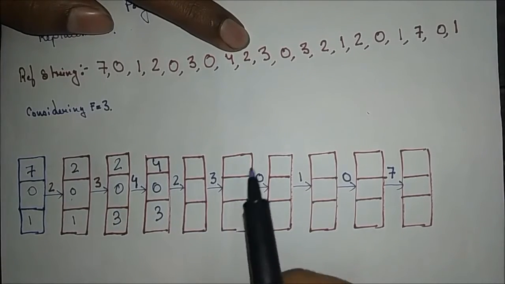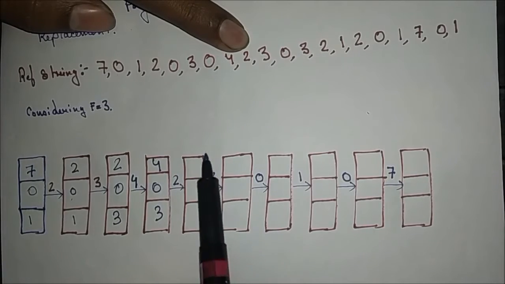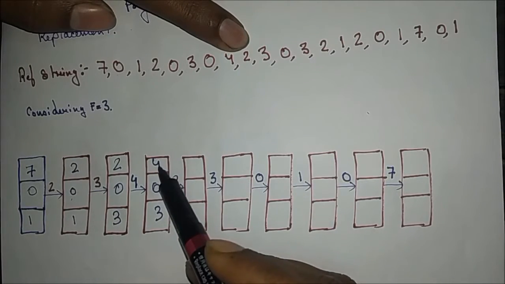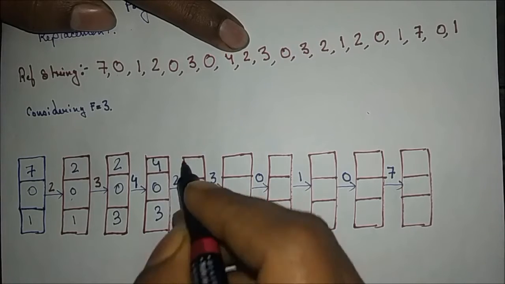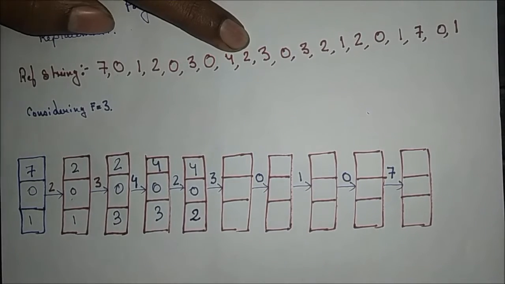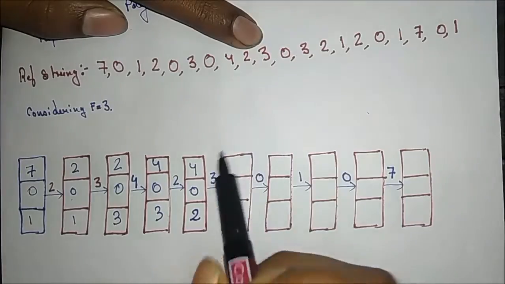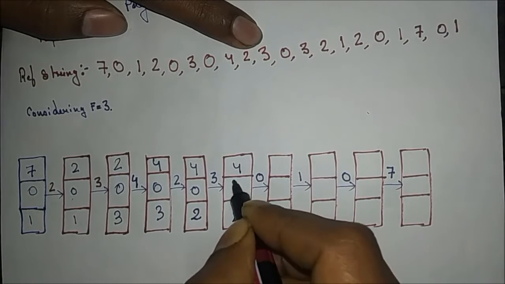What is the next page? The next page is 2. Which page should be replaced? 4 and 0 are already there, so I write 4 and 0. Then 3 will be replaced, and I write 2 here. Now the next page is 3. Which page should be replaced? 4 and 2 are recently used, which means 0 will be replaced.